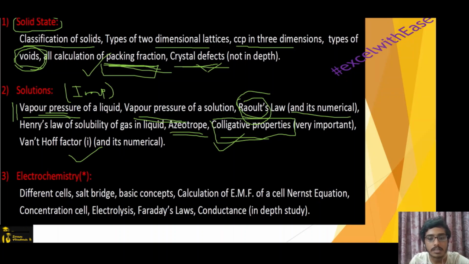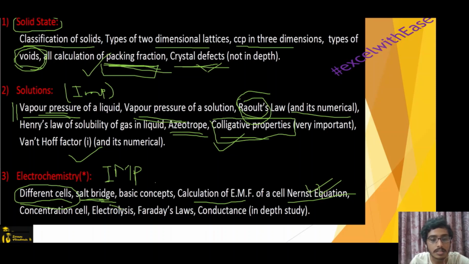Next is electrochemistry. Now this is again one of the most important chapters of your physical chemistry from any examination, and that includes your WBJEE as well. So here you must know about the different types of cells. Then salt bridge, the concept of salt bridge, why is it used, how is it formed, what is its utility. Then the basic calculation of EMF. Then using Nernst equation, this is very important. You can find questions from here in previous years from Nernst equation.